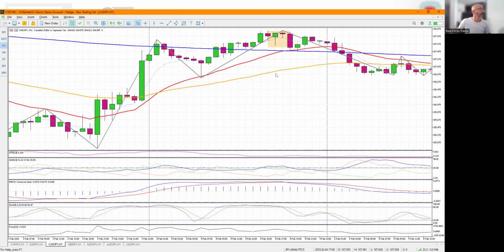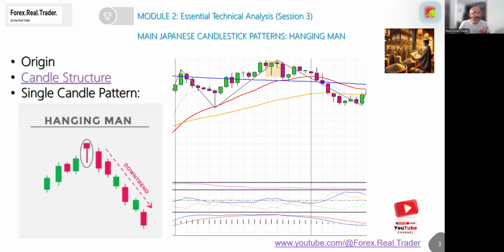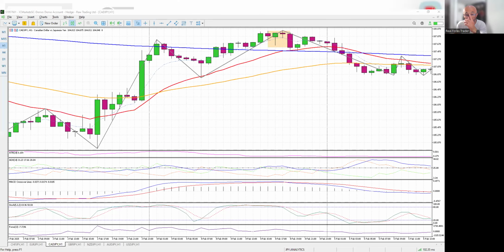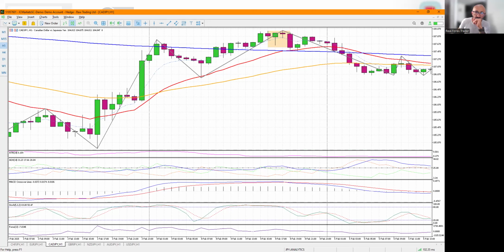Okay, so what is the next step to do here? This pattern is basically valid because the long wick suggests that the sellers pushed prices lower, but the buyers managed to drive the price back near to the open. However, the failure to hold higher levels hints at a weakening bullish momentum.